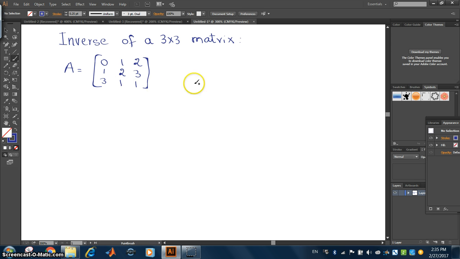To find A inverse, the rule is A inverse is equal to 1 divided by determinant of A, multiplied by adjoint of A. So what all do we need to find? We'll write down first step, find determinant.